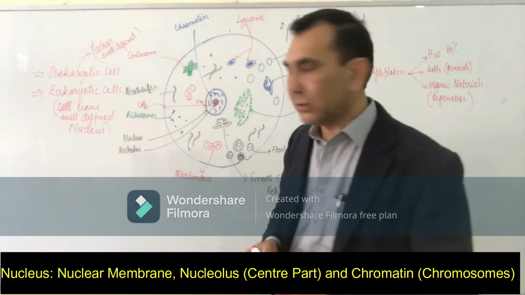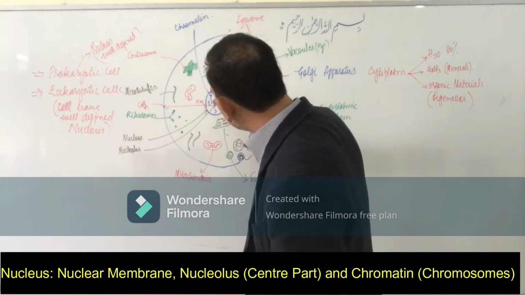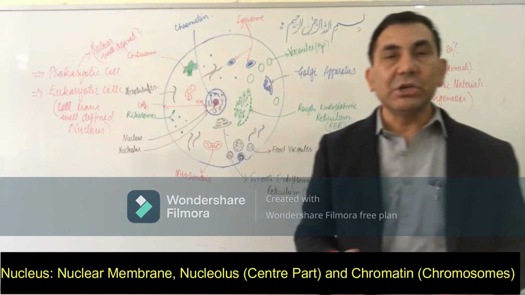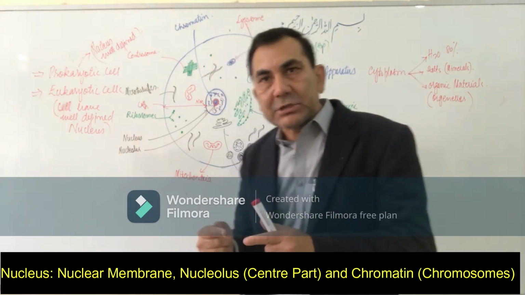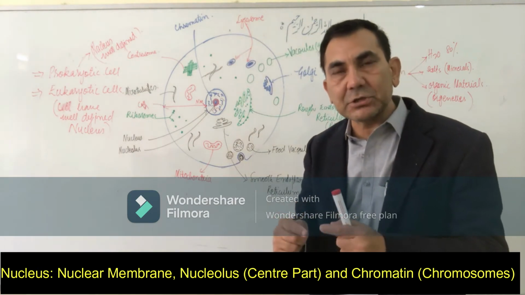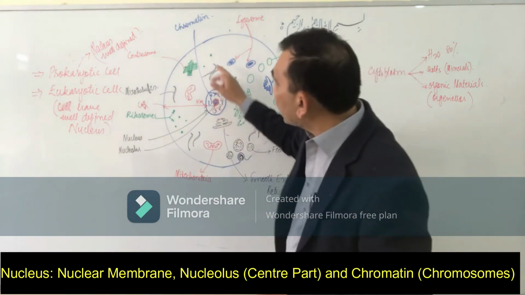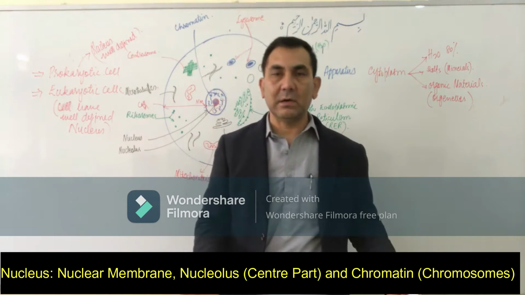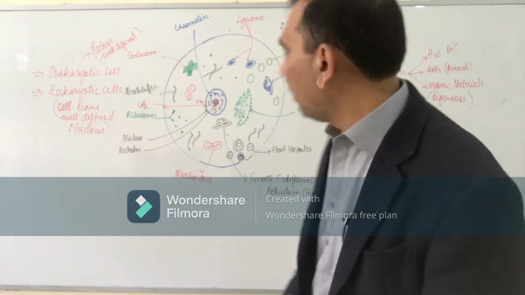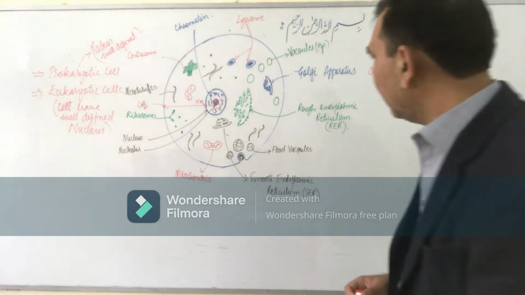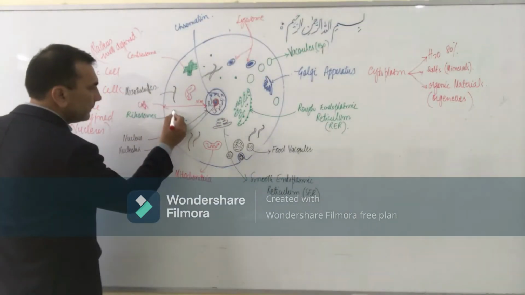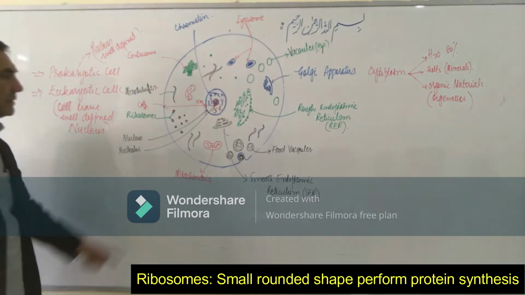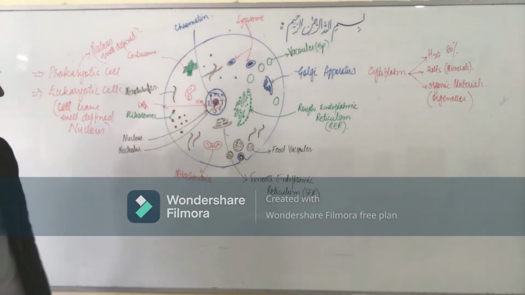The thread-like structure, folded in shape, present inside the nucleus is called the chromatin. Chromatin is a collection of chromosomes. Another form you are looking at here is the small rounded shape present inside the cytoplasm. This is called the ribosomes.